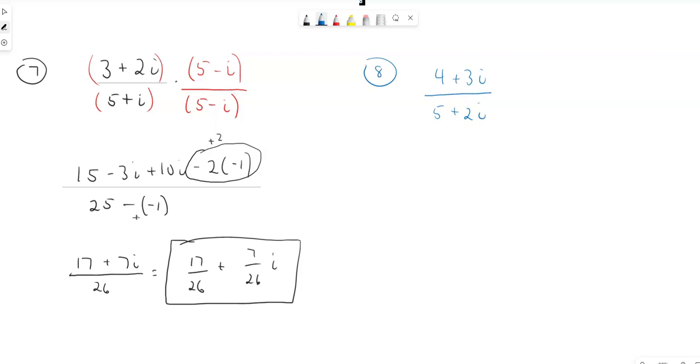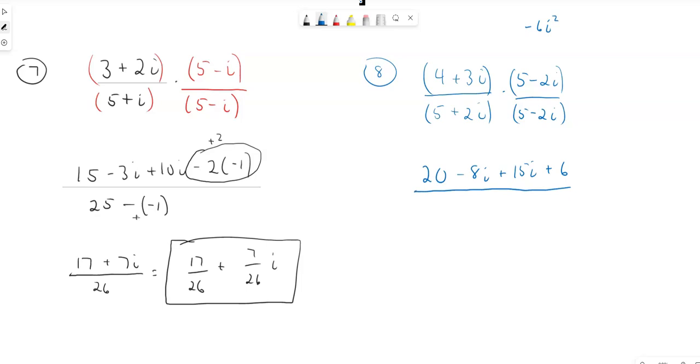All right, so let's see how we did. We're going to multiply top and bottom by 5 minus 2i. So 5 minus 2i on the top, 5 minus 2i on the bottom. FOIL it all out. 4 times 5 is 20, minus 8i, plus 15i, minus 6i squared, right? 3i times negative 2i gives me minus 6i squared, which really is plus 6. Down the bottom, the middle term should go away, so I'll get 25. Outside, inside go away, minus 4. And I replace the i squared with a negative 1.